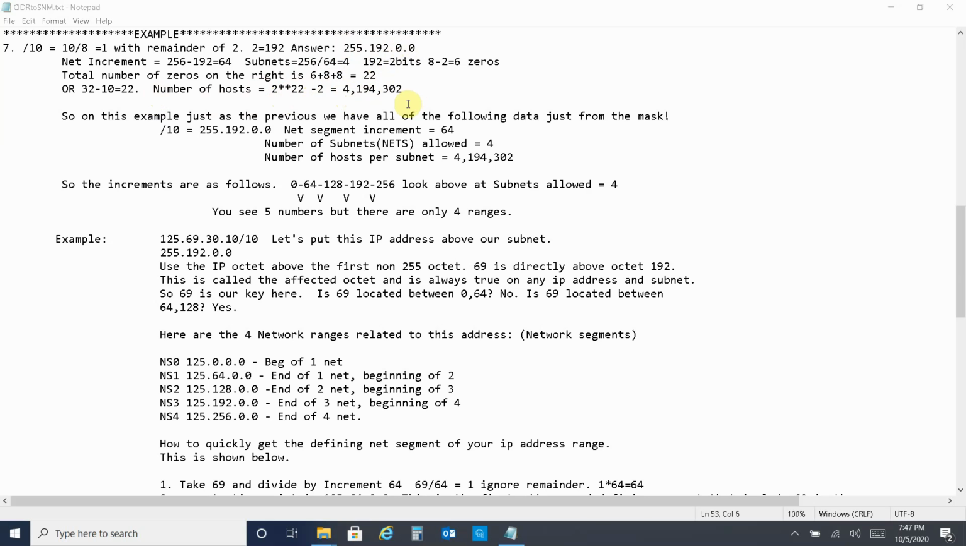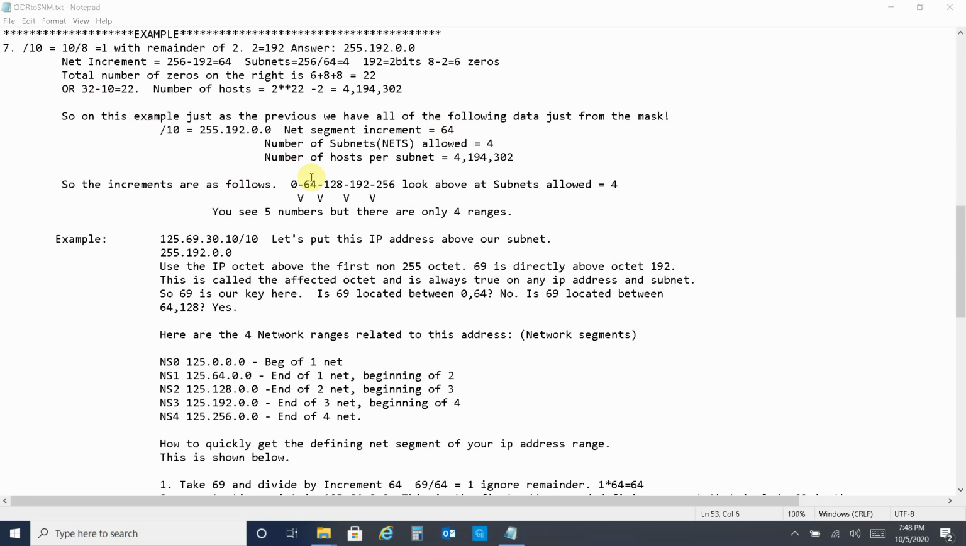So just from the previous example, we get everything from the mask like we've been doing. We know the net segment increment, which is very important, is 64. We know the number of subnets allowed is 4. That's all we can have. And we know the number of hosts per subnet is that. Okay? So here's what you need to understand. This increment thing. Okay, you see we're allowed 4 subnets, okay? And they each have an increment. They used to call this the magic number, but don't do that. Like I said, it's 64.